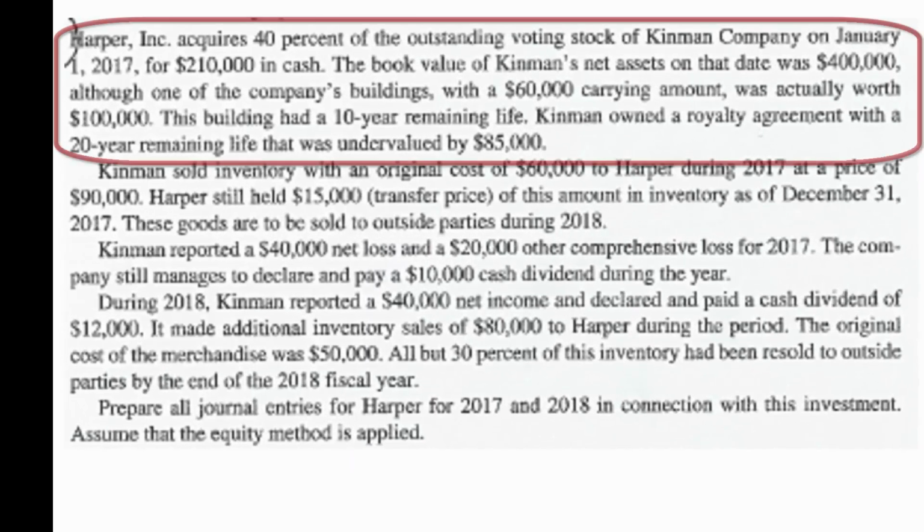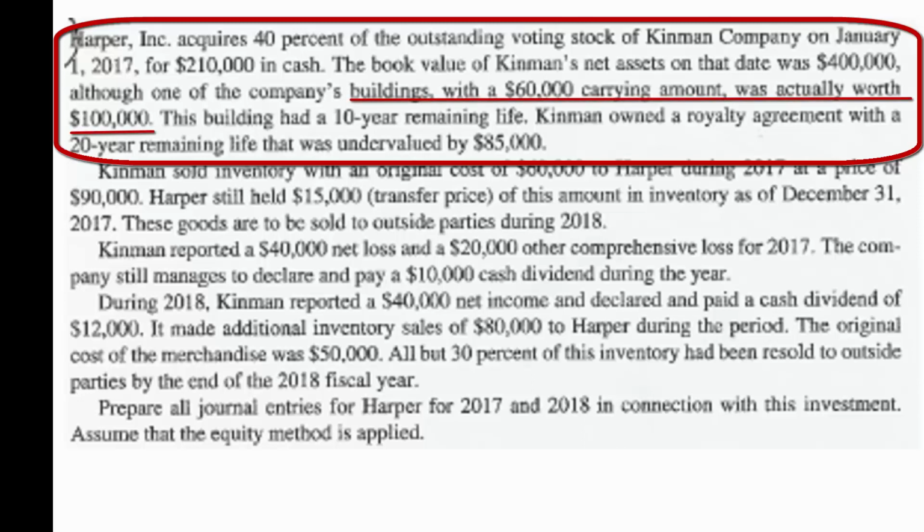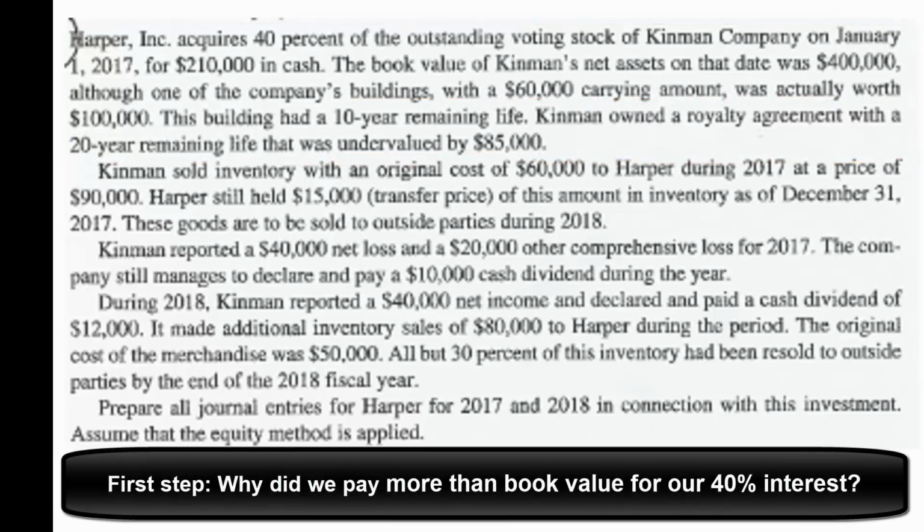All right, let's do a problem together. Let's read the first paragraph here. Harper acquires 40% of Kinman on 1/1/17 for $210,000 cash. The book value of the net assets of Kinman was $400,000. And what's happening is that $60,000 is attributable to the building they have that's really worth $100,000. And there's also a royalty agreement they have that's undervalued by $85,000. So let's stop there. First step in the equity method, figure out why we paid more than book value and figure out if there's something for us to amortize.